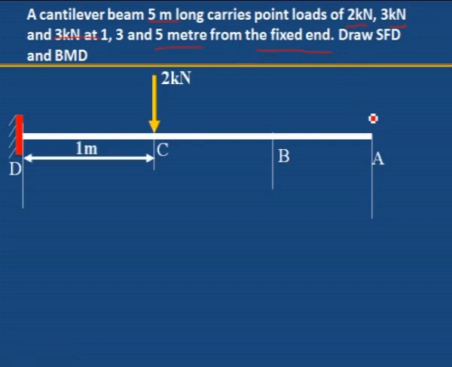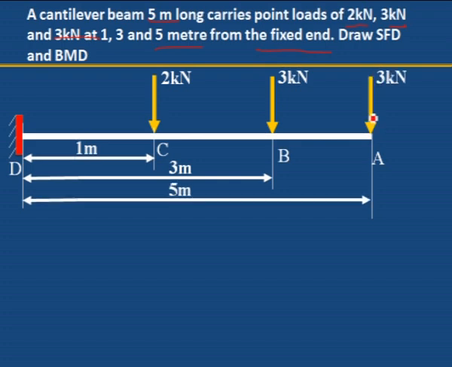1 meter from the fixed end, 2 kilonewton is acting at a distance of 1 meter from the fixed end, 3 meter from the fixed end 3 kilonewton, another one is 5 meter from the fixed end. 5 meter means the span is also 5 meter and the distance is given as 5 meter. Therefore, this 3 kilonewton is acting at the free end. These are the 3 point loads considered. First problem we have considered 1 point load. Second problem 2 point loads. Here another 1 point load is added. 3 point loads are there.